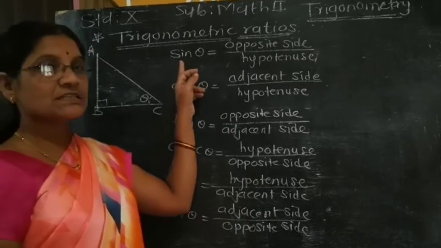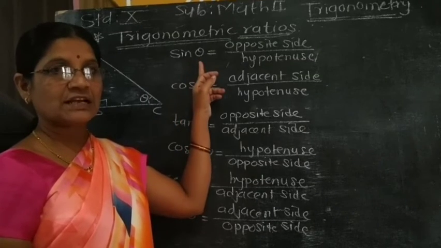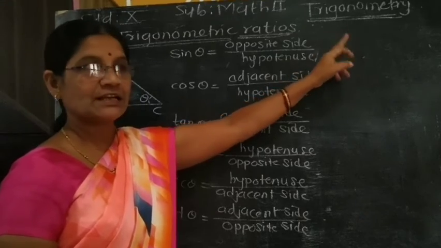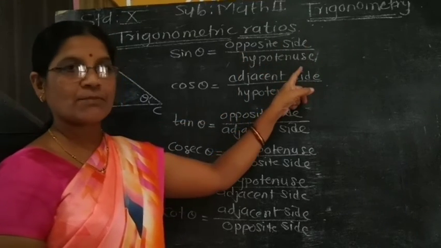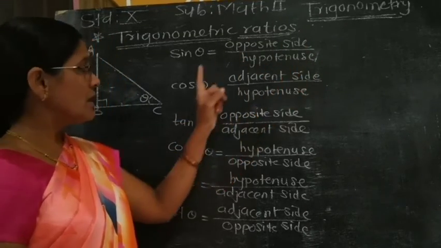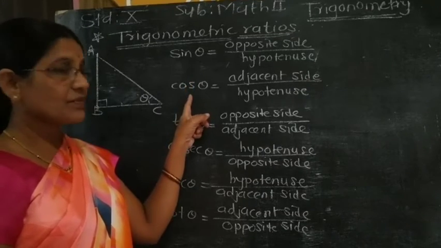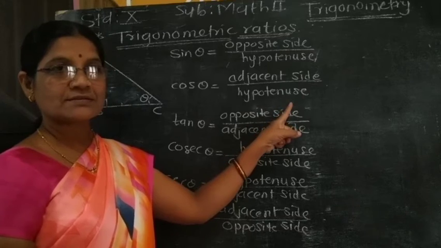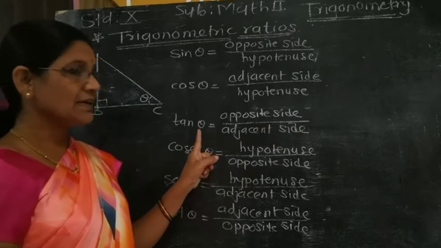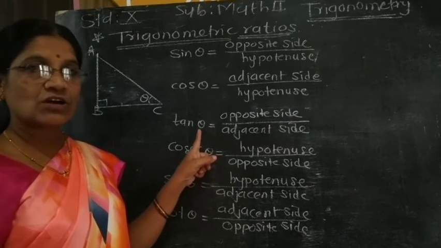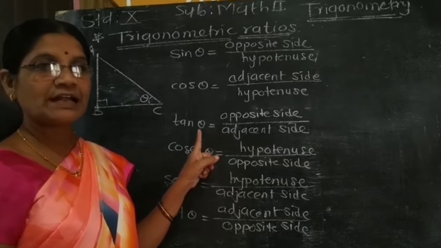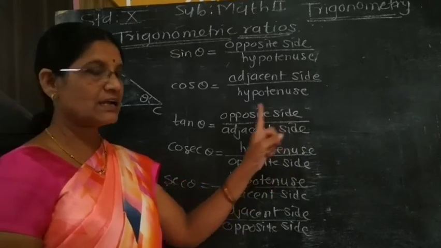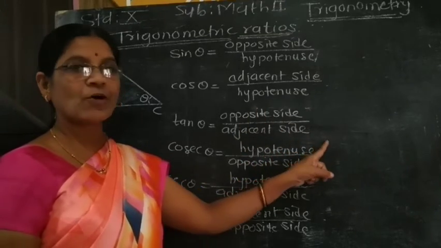First ratio, that is the sine ratio. Sine theta is equal to the opposite side of angle theta divided by the hypotenuse. Cos theta is the adjacent side upon the hypotenuse. Tan theta, tangent theta, in short is always represented by tan only. Tan theta is the opposite side of angle theta divided by the adjacent side of angle theta.